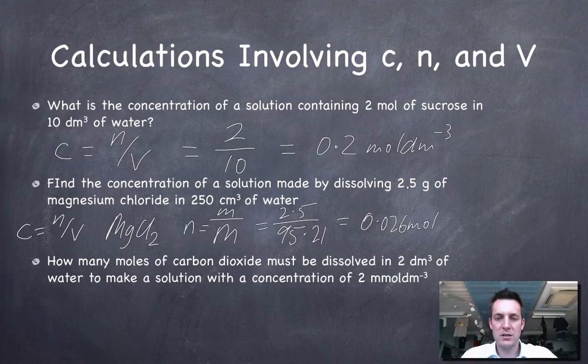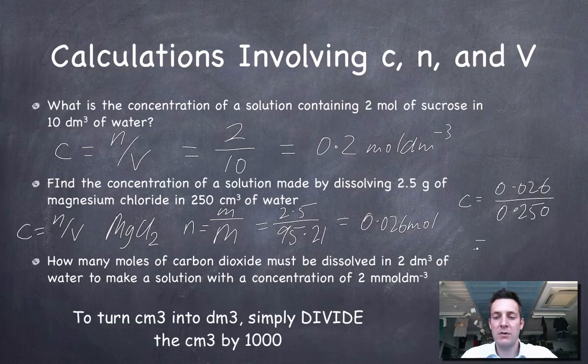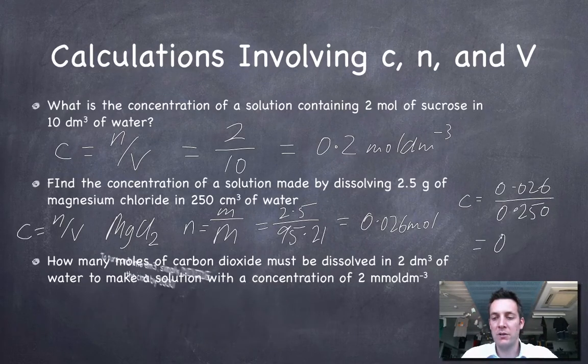2 significant figures here because I've got 2 significant figures there. So now I know the number of moles of magnesium chloride. I can plug that into there. C equals 0.026. Now I've got to be a little bit careful because my volume isn't in dm cubed. There is 1,000 centimetres cubed in a dm cubed, so this is 0.250 dm cubed, and if I do that on my calculator, I find that this is 0.105 moles per dm cubed. So there's a few more steps there, but I'm using formulas that I should be very familiar with.